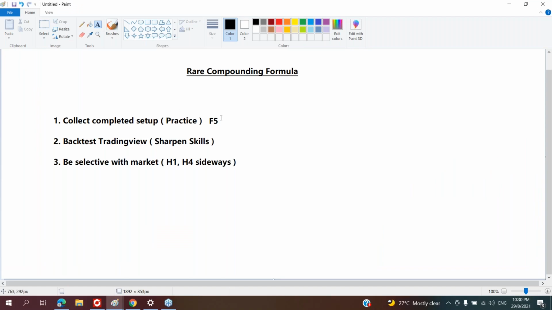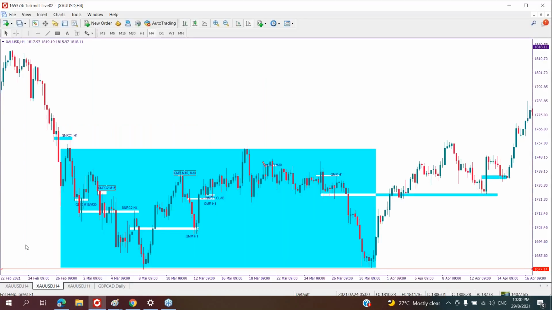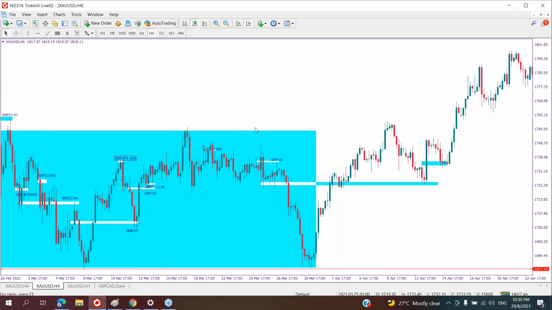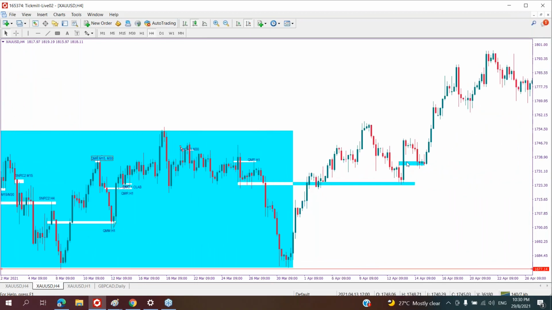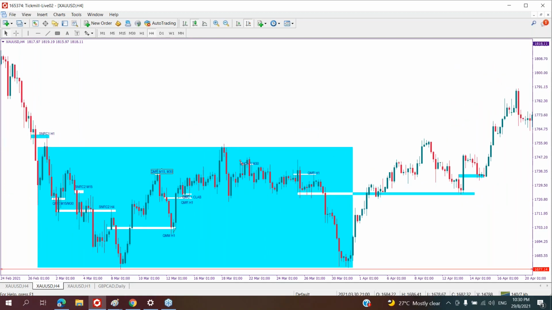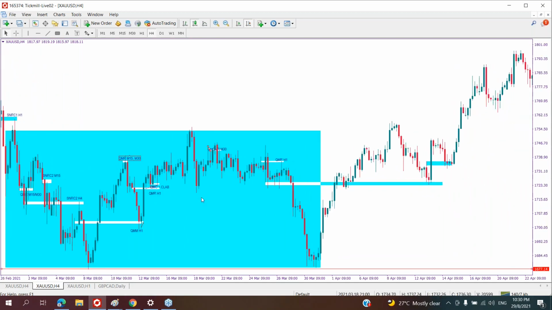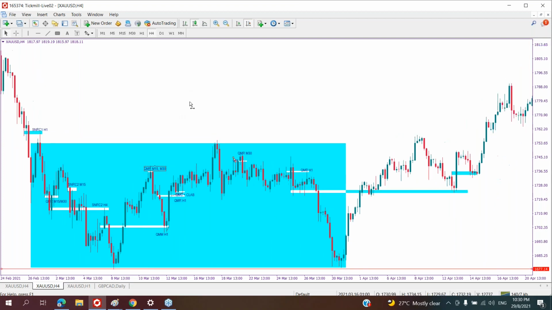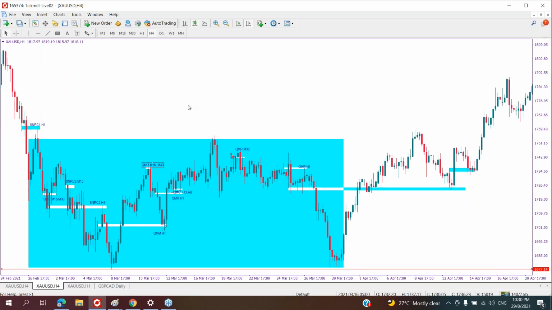You collect the completed setups, practice with the Fantastic Five setups because this is what the price always keeps on repeating. Like you can see here, price keeps on repeating SNRC2, SNRC1, QMM, QMC. This is the only blind spot after all this. But yes, price keeps on repeating these setups all the time. So that's why I want you to collect the setups, to be familiar with the movement and the setups.